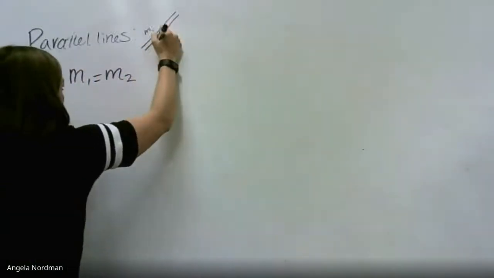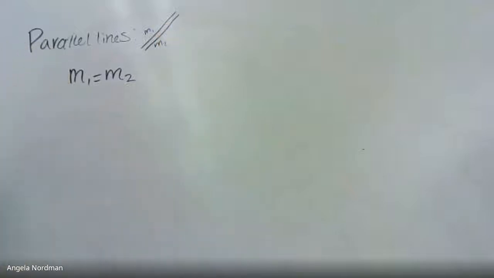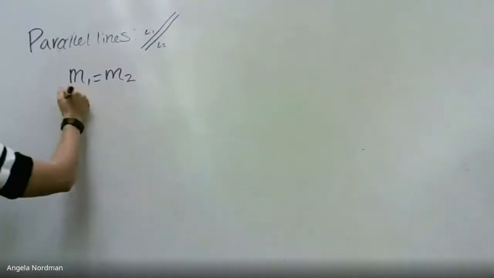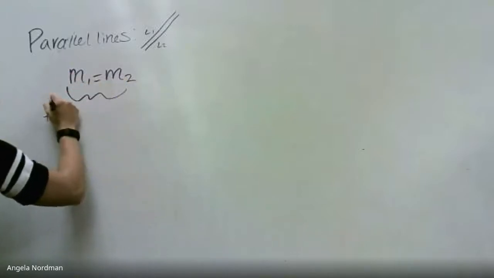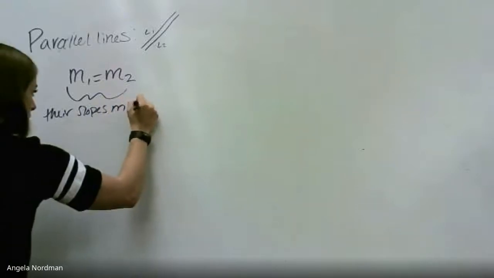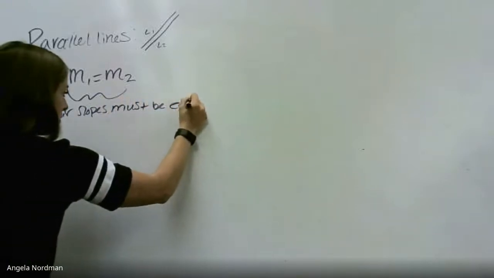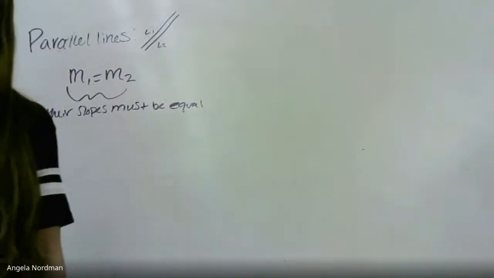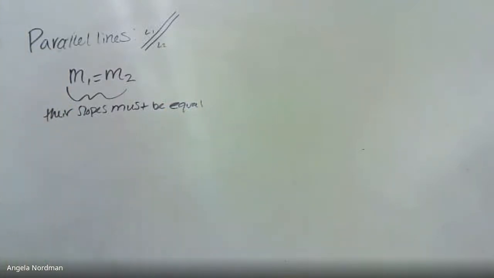So if I call this L1 for line 1 and line 2, okay? Basically, their slopes must be equal. Sometimes people get a little bit too tricked up in the notation of things. And when they see this, they might say, well, I have no idea what that means. It truly means that their slopes are equal.